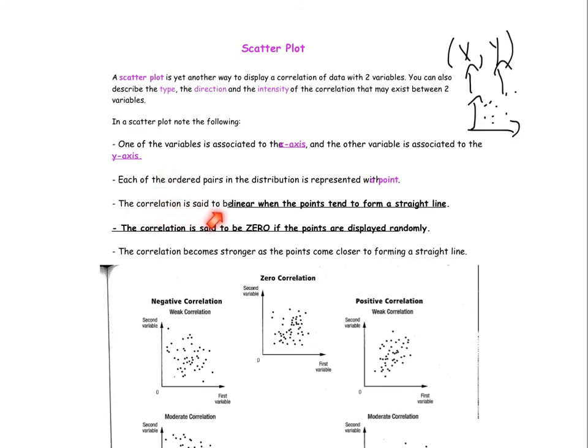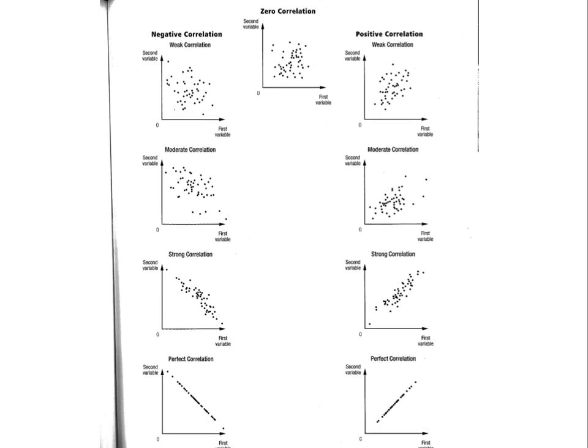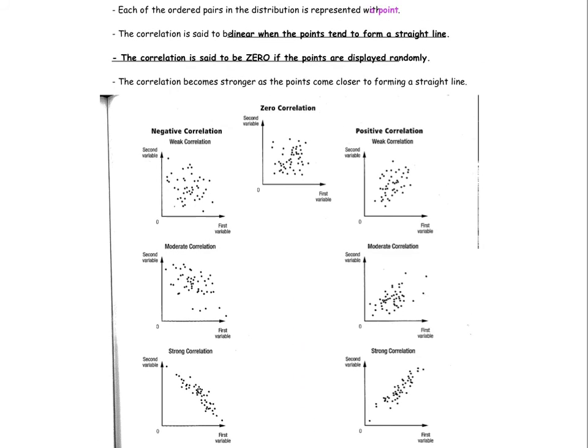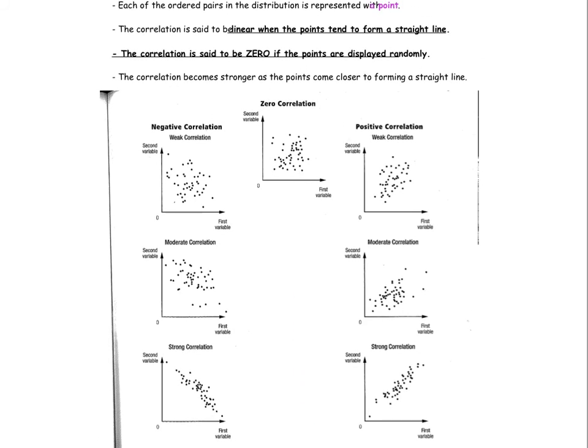The correlation is said to be linear when the points tend to form a straight line, and the correlation is said to be 0 if there doesn't seem to be any arrangement. If we look here, you're given examples of each type of correlation we can get. This is taken from your textbook. Let's go to the bottom. We'll start here. This is a perfect positive correlation. All of the ones in this column here are positive correlations. All of these are negative.